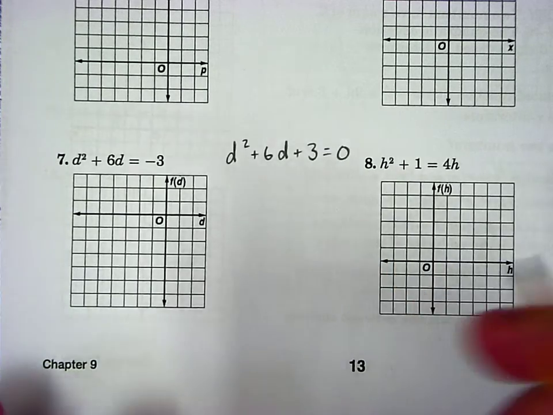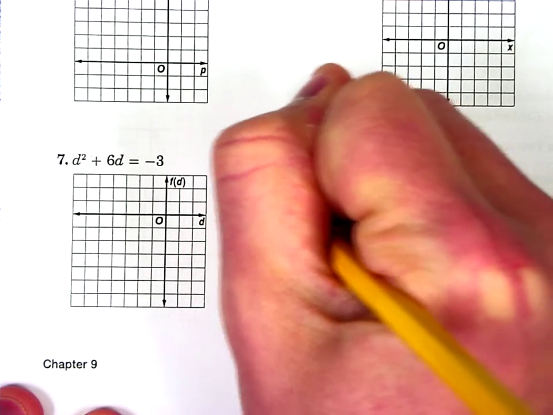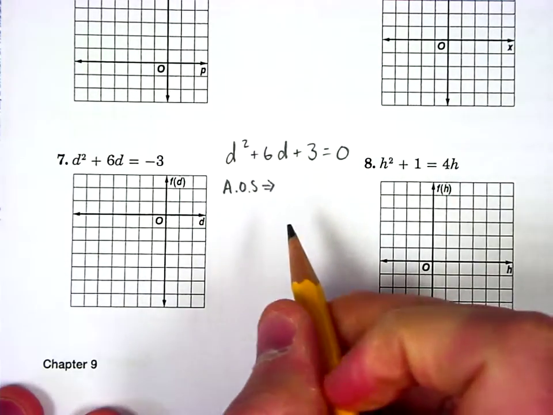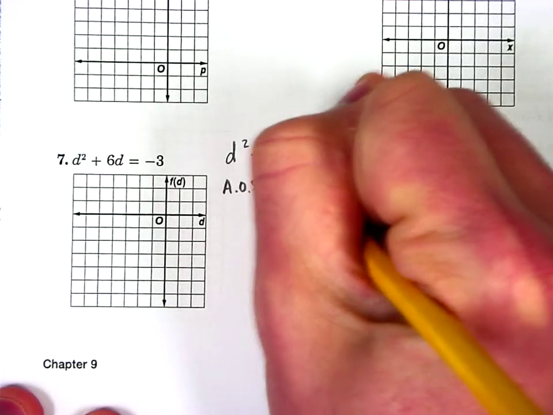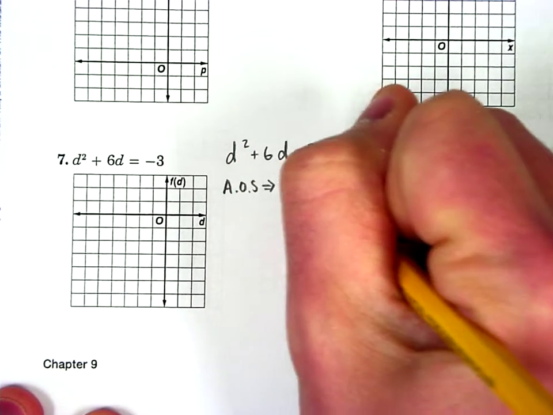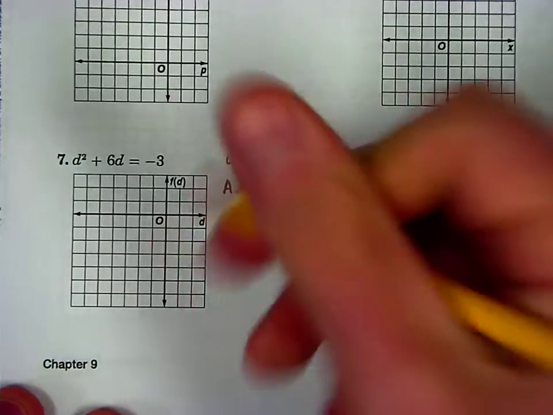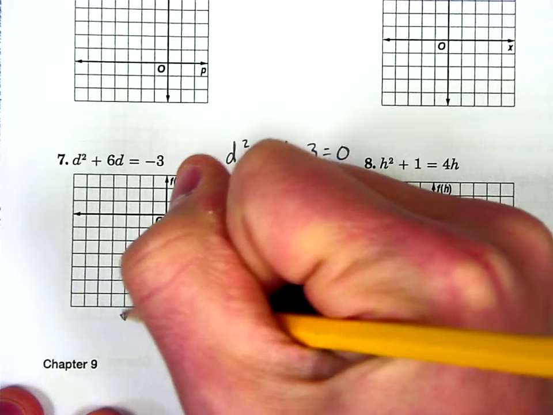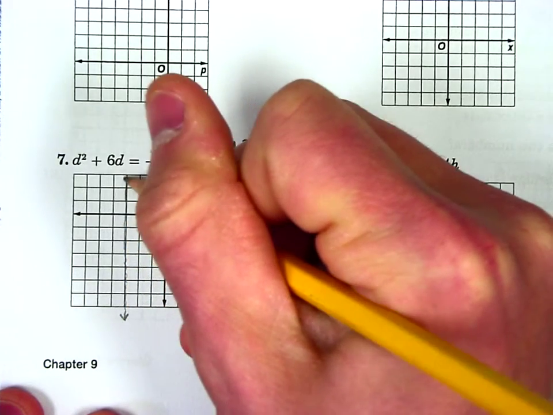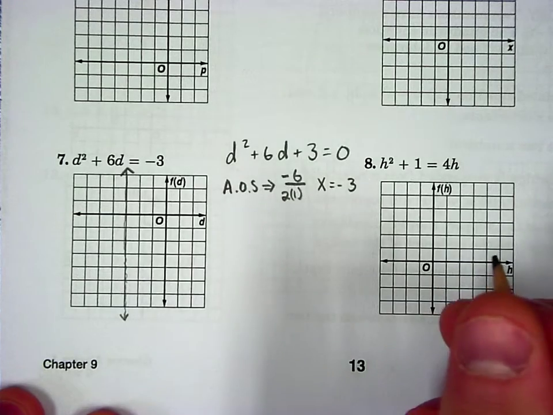So the first thing we want to do is find the axis of symmetry. The axis of symmetry is going to be the opposite of b, so negative 6 over 2a, over 2 times 1. So our axis of symmetry is going to be x equals negative 3. Alright, we'll draw that in right here. Alright, there's our axis of symmetry, x equals negative 3.